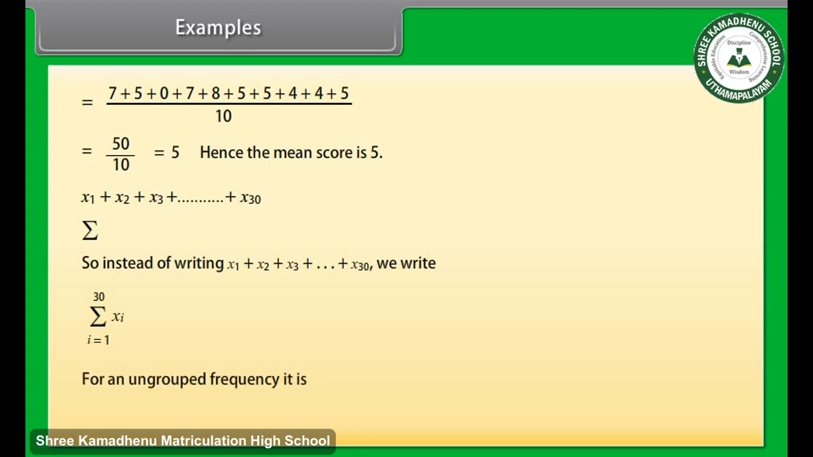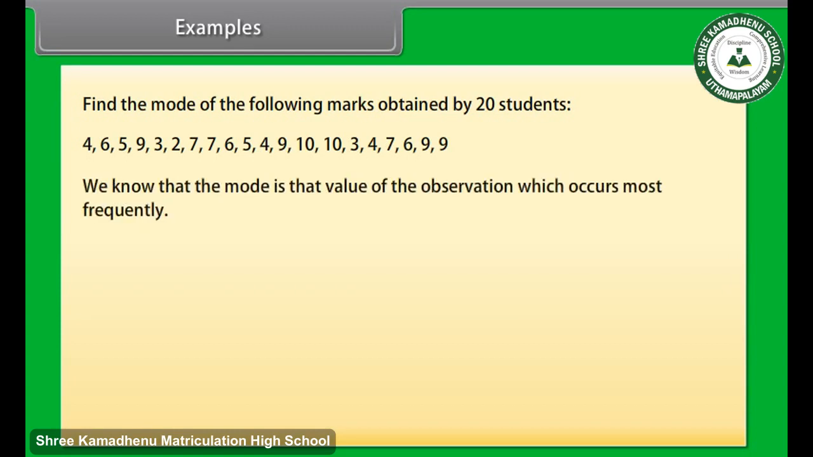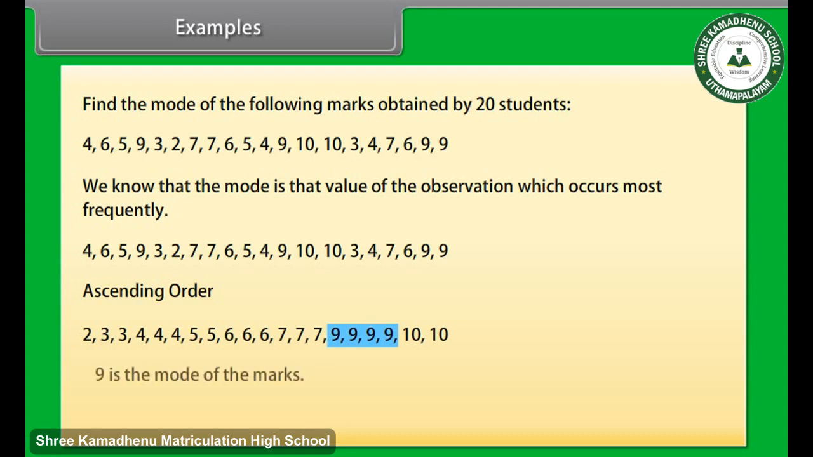For an ungrouped frequency, it is. Examples. Find the mode of the following marks out of 10 obtained by 20 students. We know that the mode is that value of the observation which occurs most frequently. Let's arrange these marks in ascending order. We can see that 9 is occurring more frequently. So we can say that 9 is the mode of the marks.